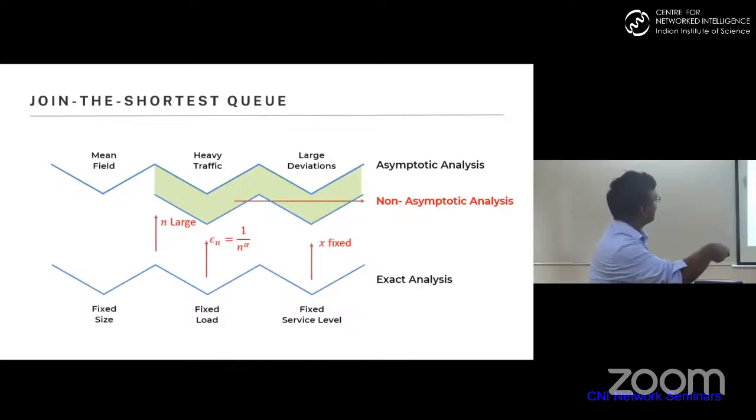Yeah, so in this picture, we get non-asymptotic results, but they're for large enough n, so we are not really there at any particular value of load and service level. But if n is large enough, we are here, but we don't recover mean field, so I highlighted this.